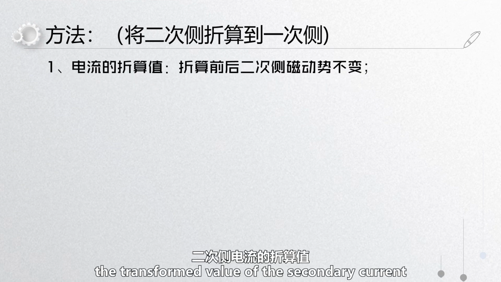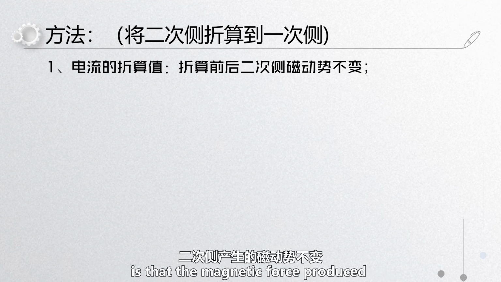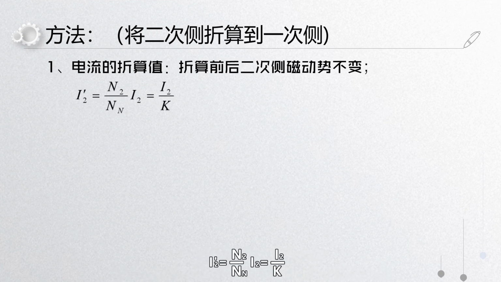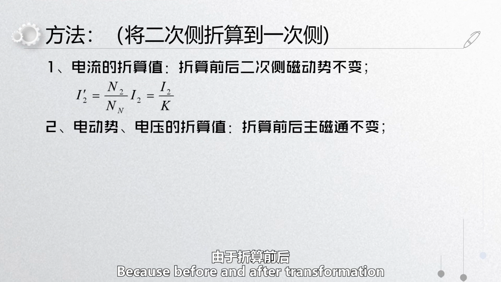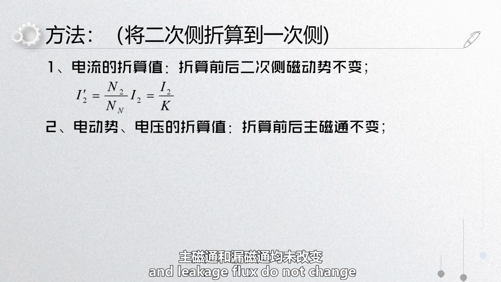First, the transformed value of the secondary current. The principle of transformation is that the magnetic force produced by the secondary side remains unchanged. I2' equals N2 divided by N1 times I2, which equals I2 divided by K. Second, the transformed value of the secondary electromotive force. Because before and after transformation, the main magnetic flux and the leakage flux do not change.